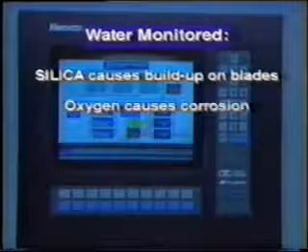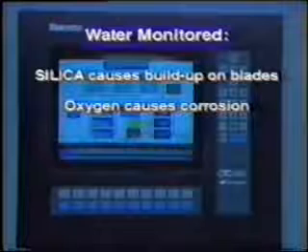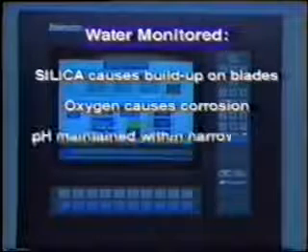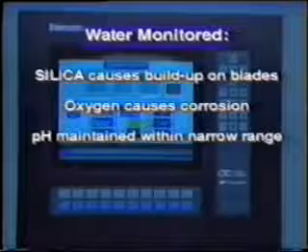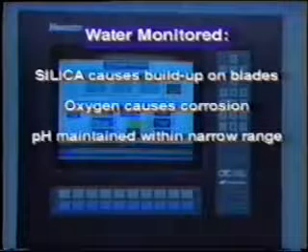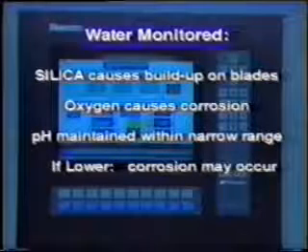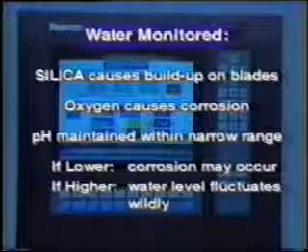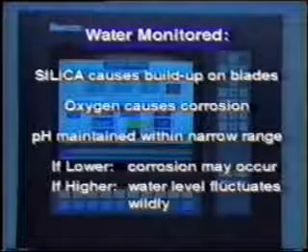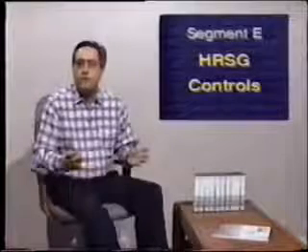Oxygen in feed water causes corrosion both to the pipework and the boiler tubes. The pH value of the boiler water must be maintained within a narrow range, say 8.5 to 9.2. Lower pH may cause serious corrosion to the boiler tubes. With higher pH, foaming occurs. The water level fluctuates wildly and may carry over with the steam to the turbine. All of the aforementioned items are monitored and limits set. A chemical feed system is installed so as to allow us to inject certain chemicals in order to combat the effects of the undesirable elements.